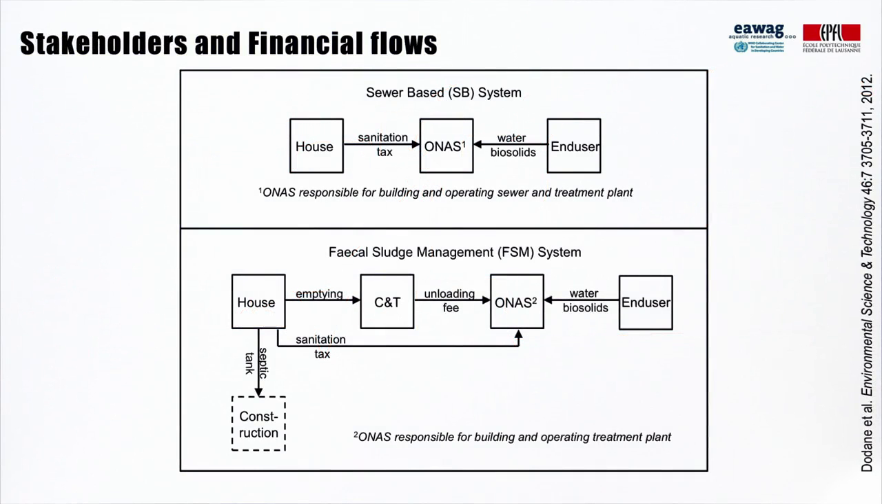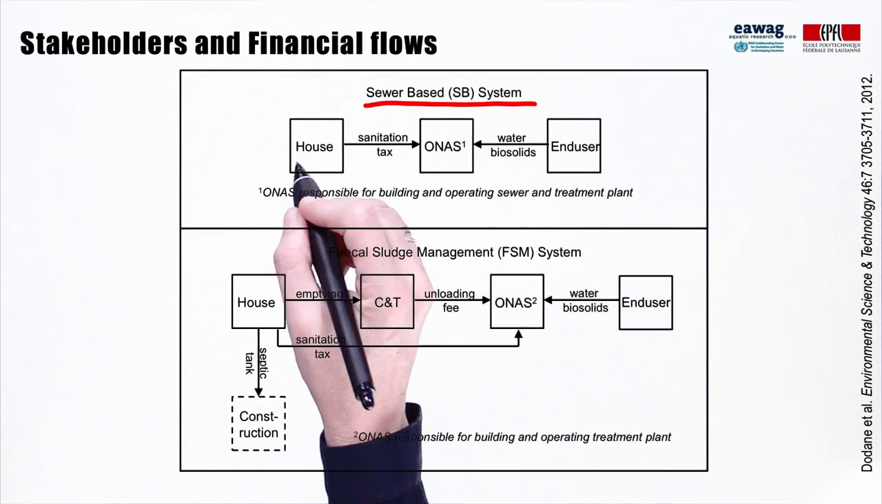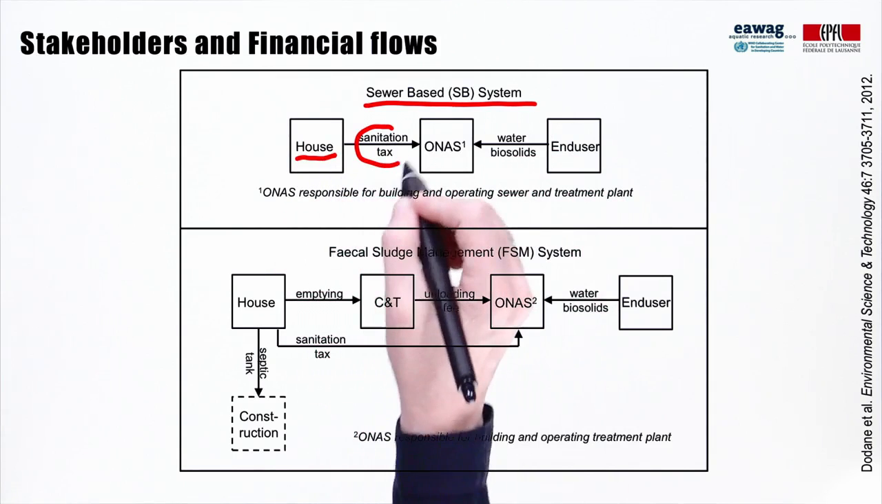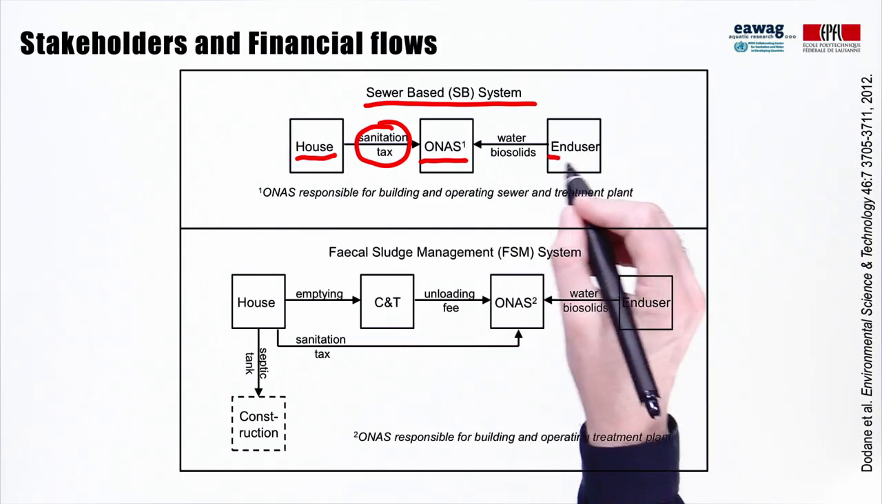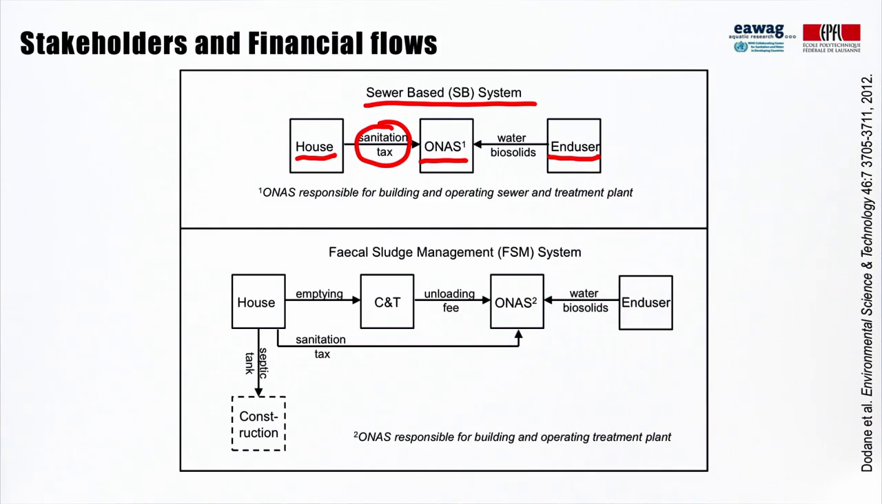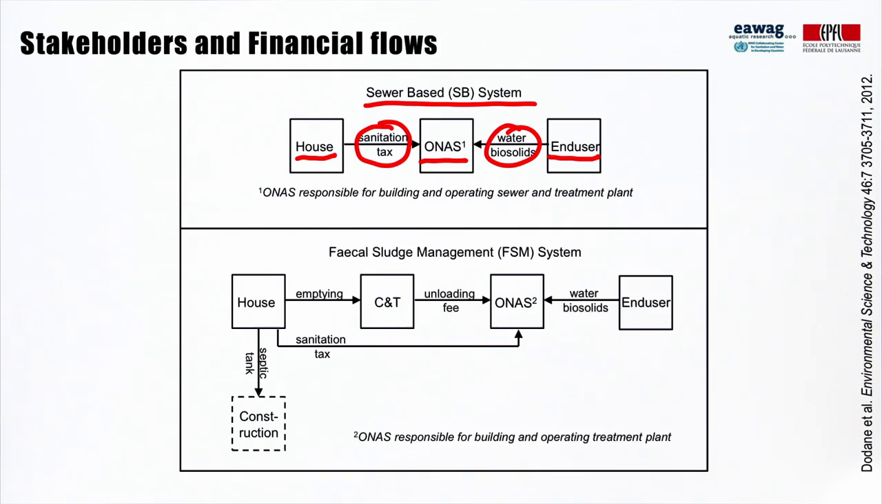These are the stakeholders and financial flows that we considered in the evaluation. With the sewer-based system, we start at the household-level user who pays a sanitation tax to ONAS. ONAS is the National Sanitation Utility. The sanitation tax is included as a drinking water tariff to fund the sewer-based wastewater treatment infrastructure. The end user of the reclaimed water and the treated sludge also pays a fee to ONAS for those products.